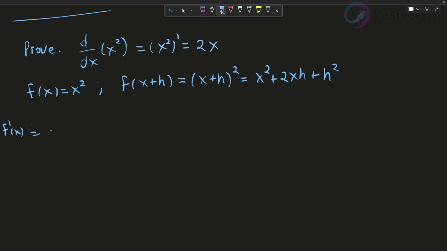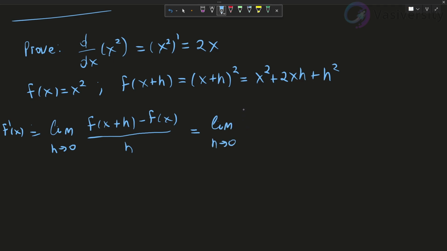Which is equal to the limit as h approaches 0 of f of x plus h minus f of x over h. So that's equal to the limit as h approaches 0, where f of x plus h is going to be x plus h squared, right? So it's very important. Majority of students are making mistake here, forgetting to put the square outside of the parentheses, right? Because we're taking the square of the entire thing. It's two different things if we square each term and if we square the parentheses. Minus x squared all over h.